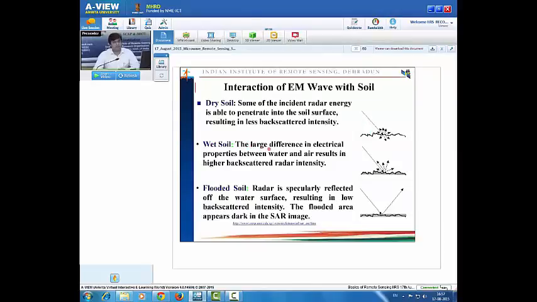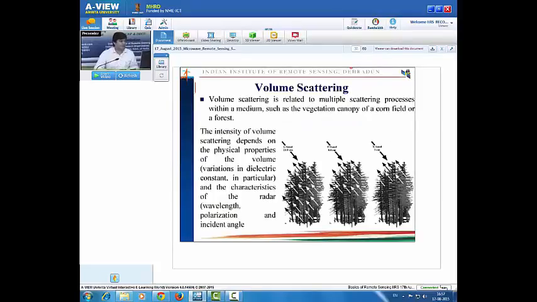And in the case of wet soil, the large difference in electrical properties between water and air results in higher backscatter radar intensity. So wet soils will appear very bright in the SAR imagery. And again, in the case of flooded soil, the whole surface will be covered by the flood or water body. So one will not be able to extract any information, because no signal will be returning back towards the sensor, and finally these surfaces will appear as a very dark feature.